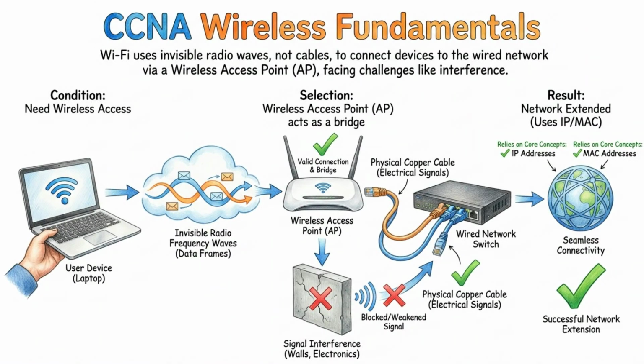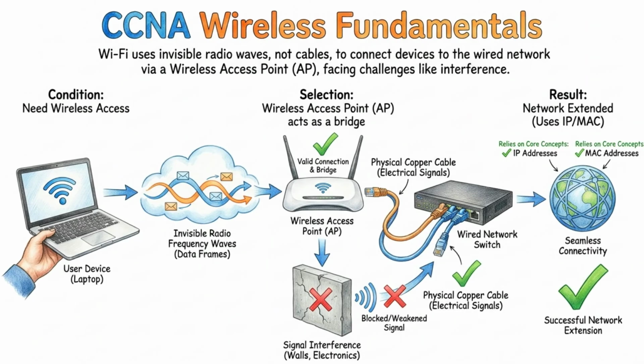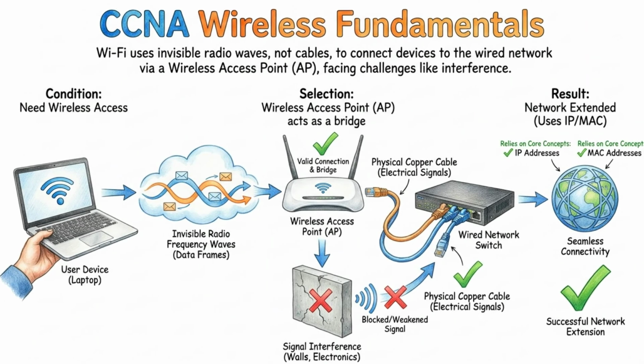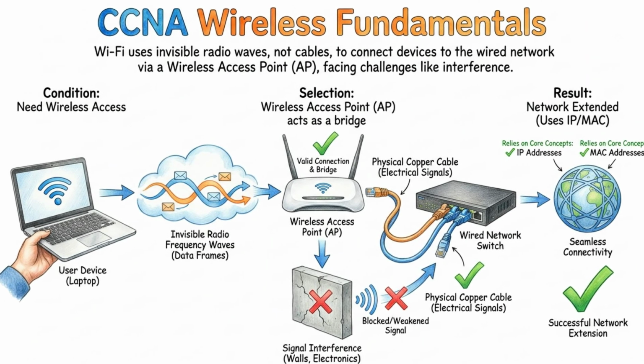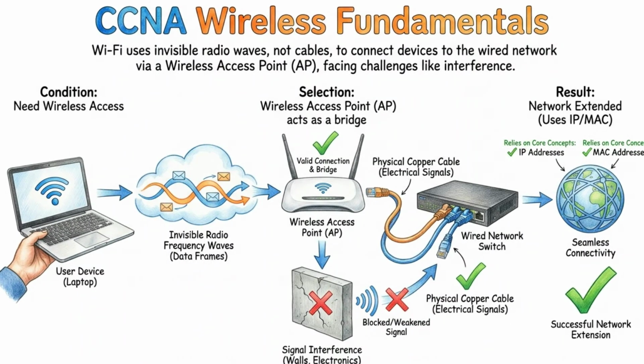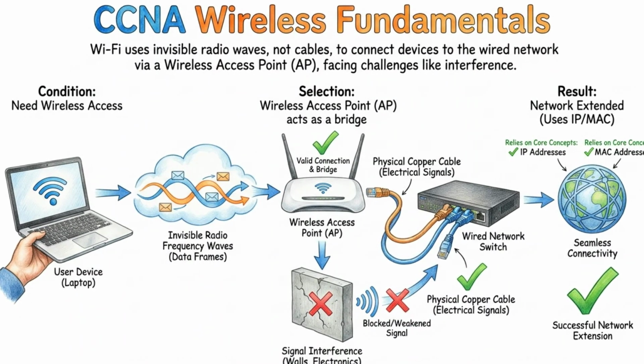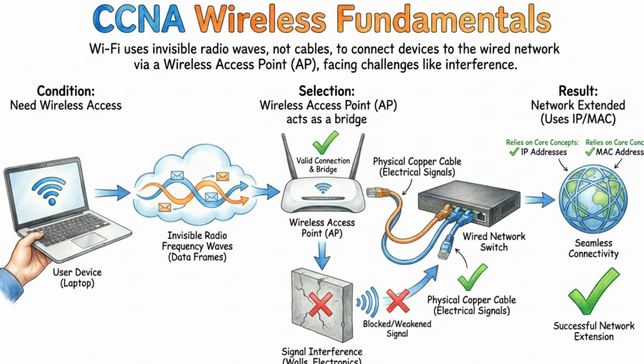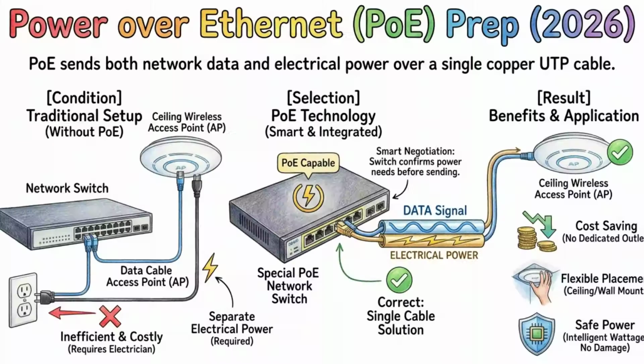Wireless introduces unique challenges like signal interference from thick walls or other electronics, which network engineers have to carefully plan around when designing a wireless deployment. Just remember that a wireless network is simply a physical network extended into the air, and it still relies on all the same core concepts like MAC addresses and IP addresses.